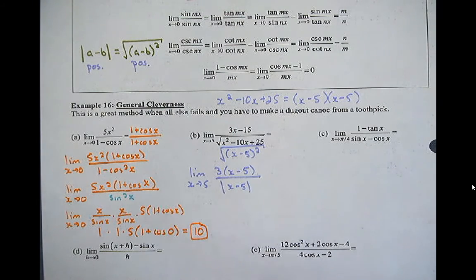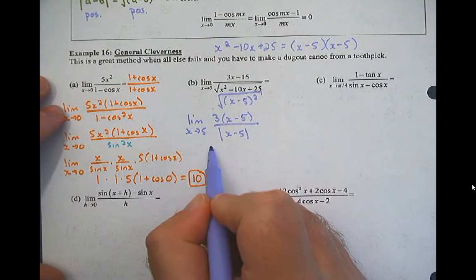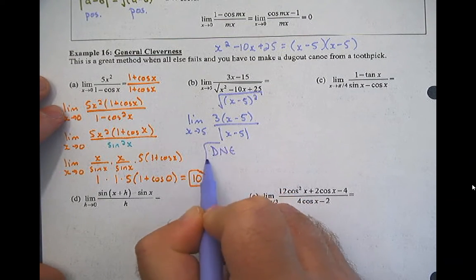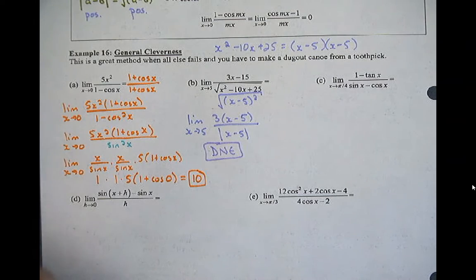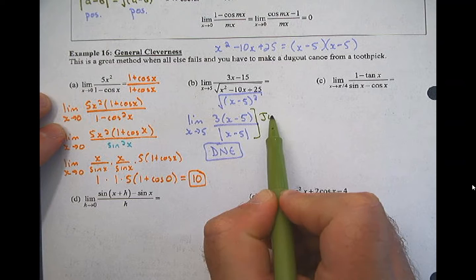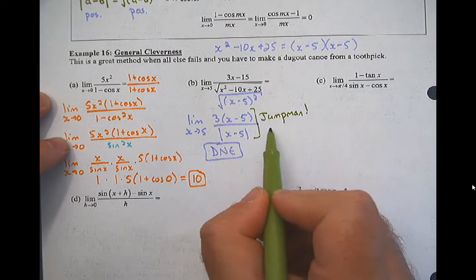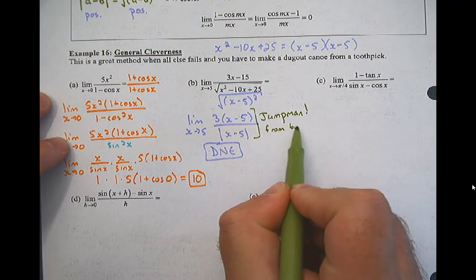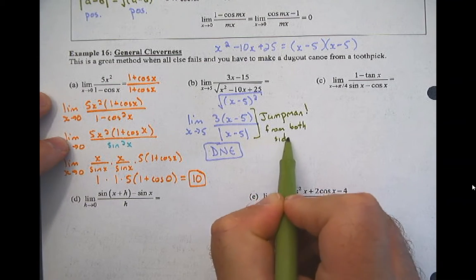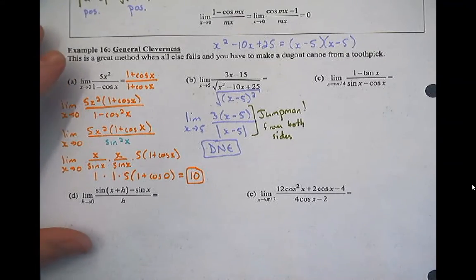So whether you see this or not, this is a Jumpman scenario. So this ends up being a DNE, because we're approaching the limit from both sides. This is a Jumpman. I'm going to highlight that. Now, how would you know that? From both sides. You wouldn't know that until now. And now when you do these problems, you should try to recognize that.